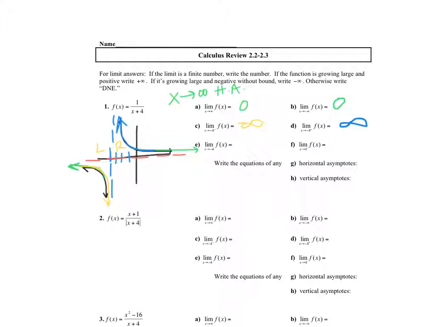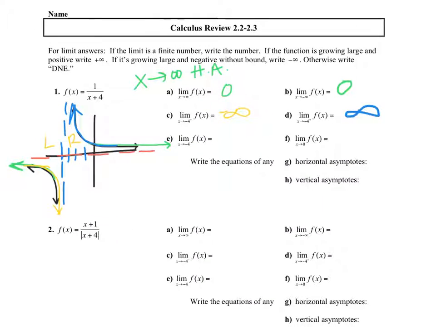Now, do those things equal each other? Does negative infinity equal positive infinity? No. So what do we say the limit as x approaches -4? Does not exist. Remember, for limits to exist, your left side limit and your right side limit have to equal each other. And then what's the limit when x equals 0?